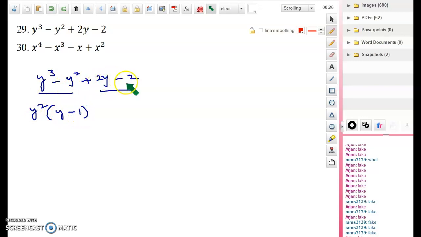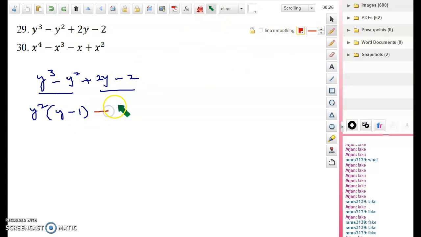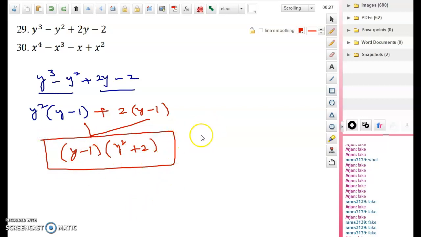And same here, I'm going to take the factor 2 out of these two, plus 2, and I end up with y minus 1. Now if I look at it, I have y minus 1 here and also y minus 1 here. So I can factor that out: y minus 1, and then I'm left with the y squared here and plus 2 here. So I'm going to put that together: y squared plus 2. So this is the binomial factoring. You understand that?